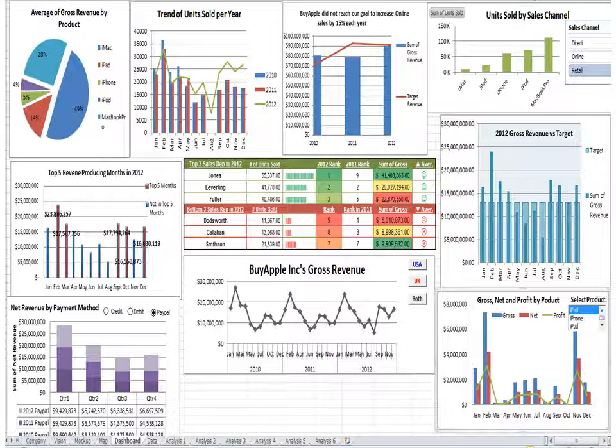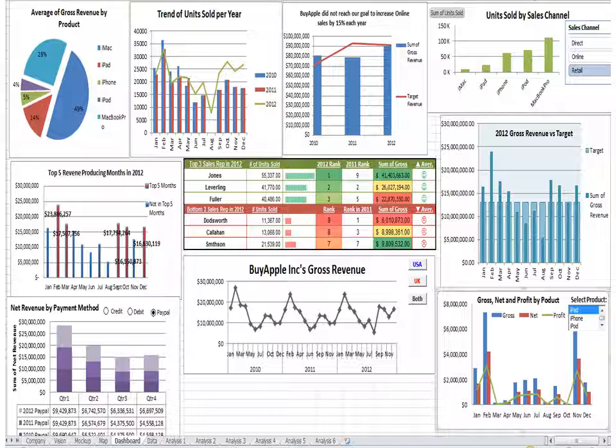Also, you can see here in the right-hand corner, we have the gross, net, and profit by product. We have selected iPad, which is, I think, not our lowest, but one of our lower products in revenue. We can tell that by the average gross revenue by product chart all the way at the top left corner. It shows us how much each product is as a percent of our gross revenue, with iMac at the top, MacBook Pro second, and then iPad, iPhone, and then iPod.